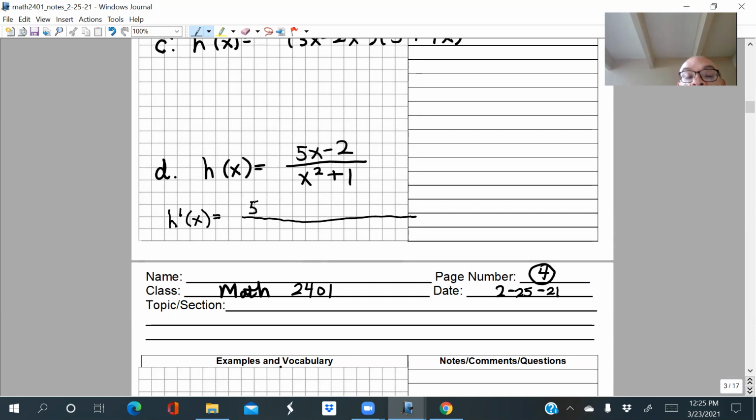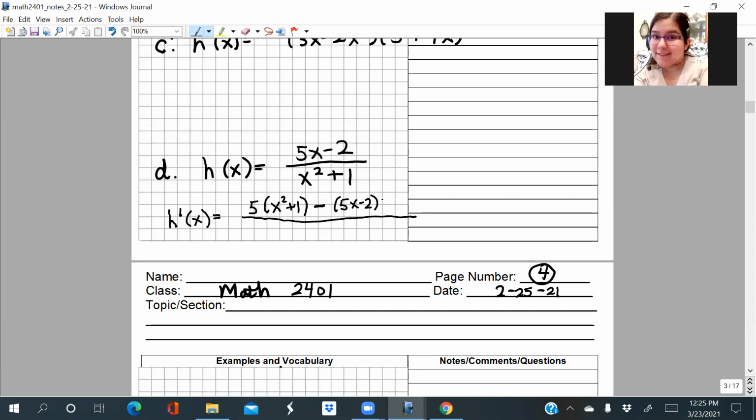The derivative of 5x is 5. The derivative of 2 is 0. So that 2 is just going to disappear. So you have 5, and then keep the denominator, keep the x squared plus 1. And then now, unlike the product rule, you're going to subtract. And now you just reverse the process. Keep the 5x minus 2, and then take the derivative of the bottom. What's the derivative of x squared plus 1? 2x. Yeah, it's 2x. So times 2x.